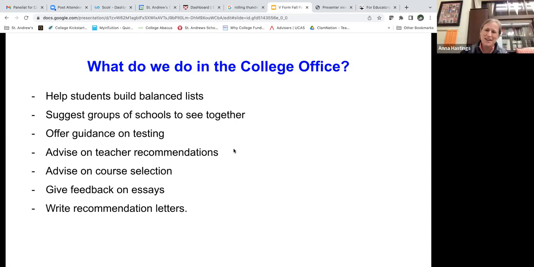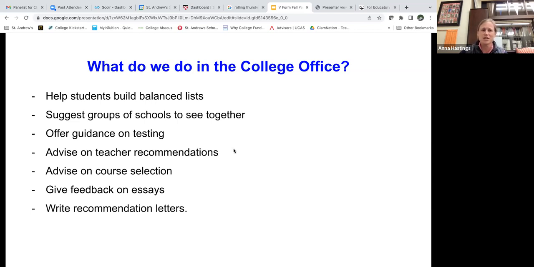As you can see, there are lots of terms here that are related to advice and guidance. We offer guidance on testing, advice on recommendations and course selection. We give feedback on essays, and we obviously write recommendation letters for each of the students that we work with. One of the things we want to emphasize is that we give advice and guidance. We can tell students, based on our experience and knowledge, what we know. We don't do things for the student, and I think that's really important.